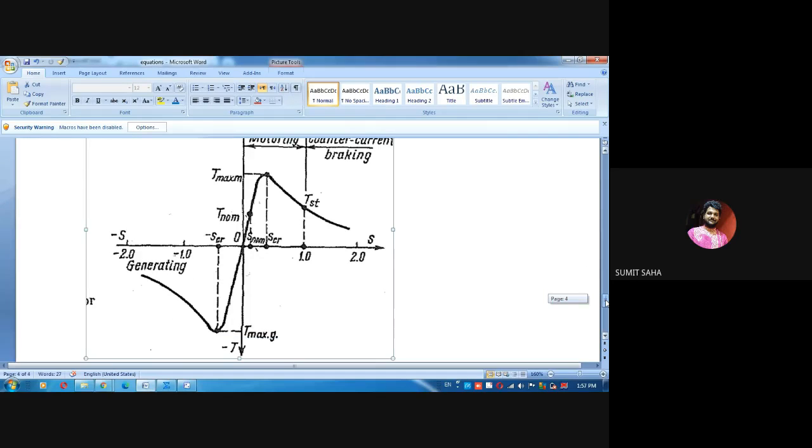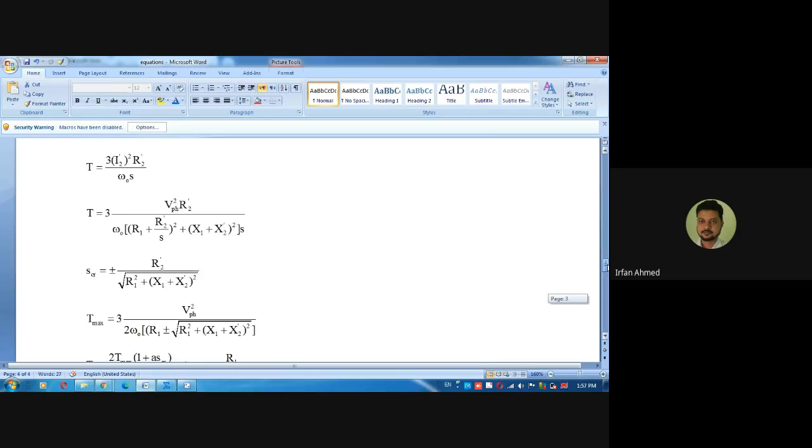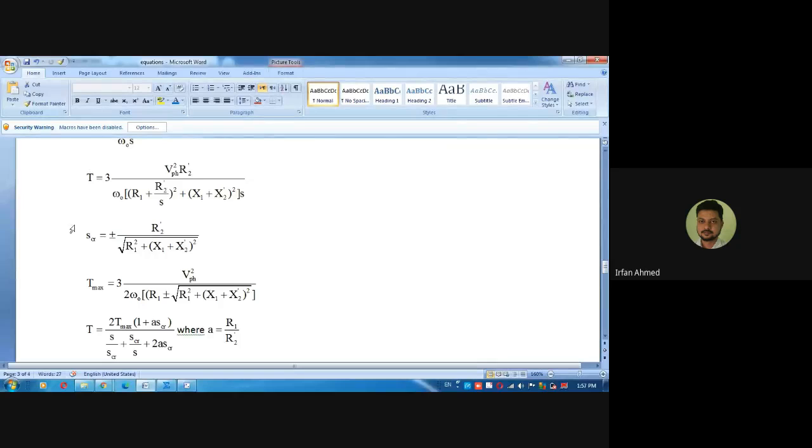I think I missed one equation here. We had these two equations. If we divide T by Tmax, the equation that we get is T is equal to 2 Tmax (1 plus a SCR) divided by (S by SCR plus SCR by S plus 2a SCR), where a is the ratio of the stator resistance and the rotor resistance as referred to the stator.